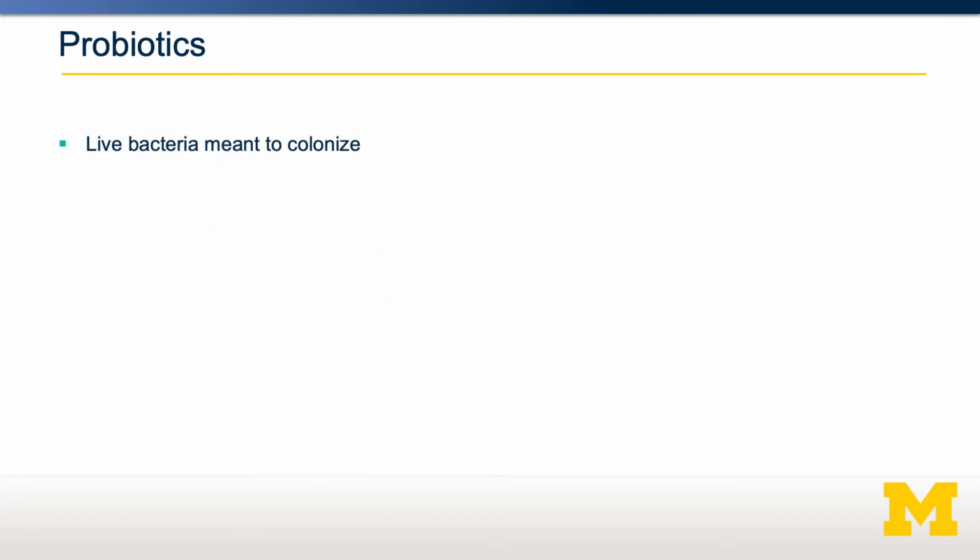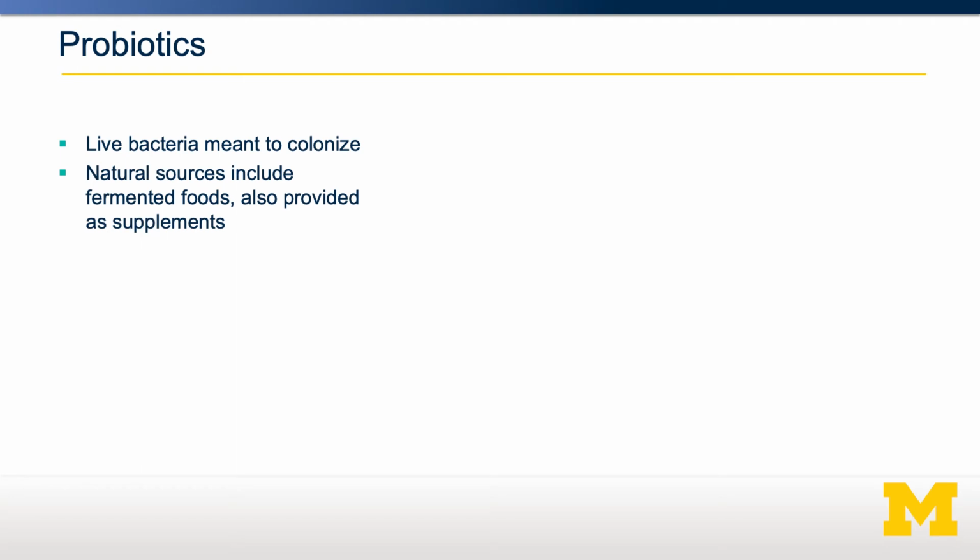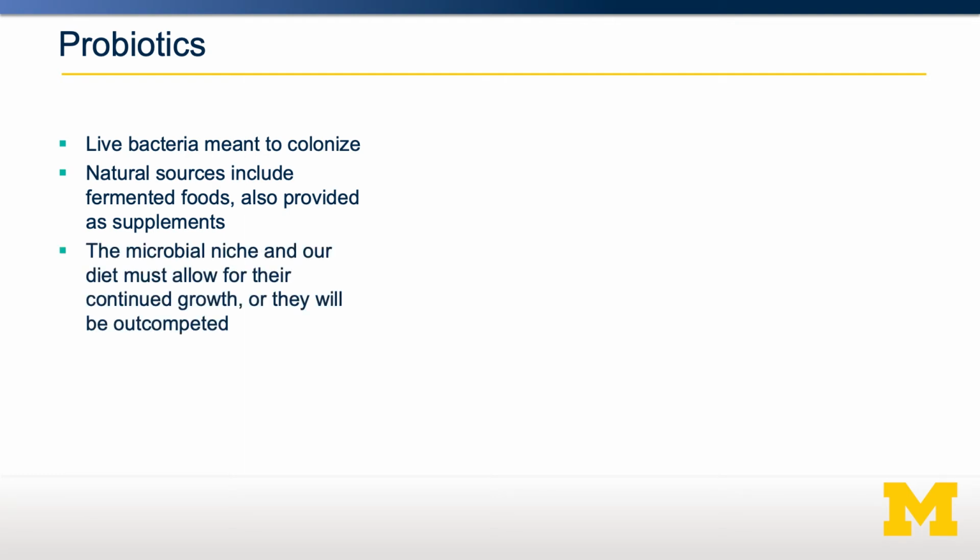Probiotics are live bacteria that are meant to colonize. These exist in several food sources, especially fermented foods. They can also be provided as dietary supplements. In order for a bacteria to stably colonize our gut, it must be compatible with our microbial niche, and our diet must allow for its continued growth. There must be effective prebiotics provided to allow that probiotic to continue to colonize. Because quite often a probiotic is considered an invader, it also must overcome some immune function, which may want to stabilize our bacteria and avoid this new bacteria being present.